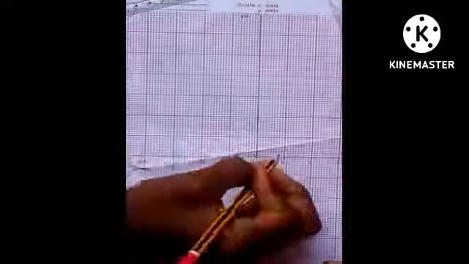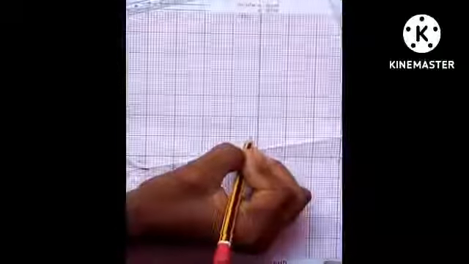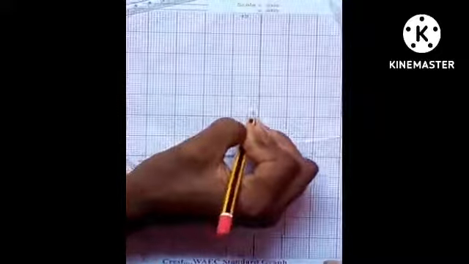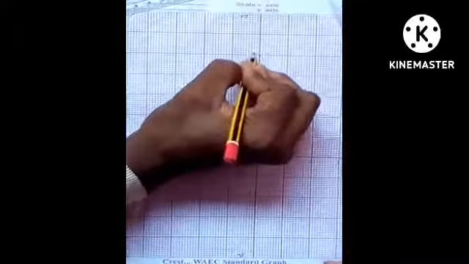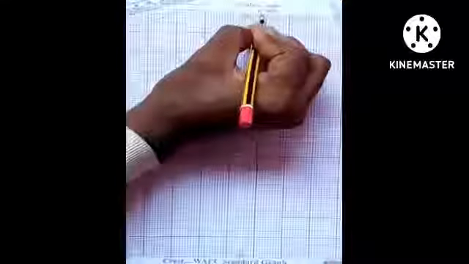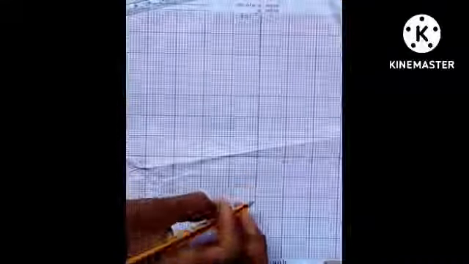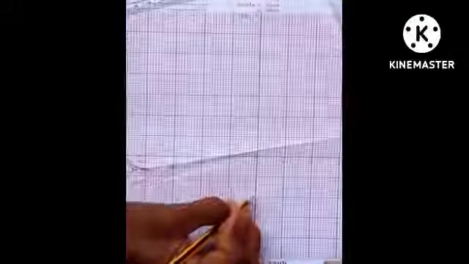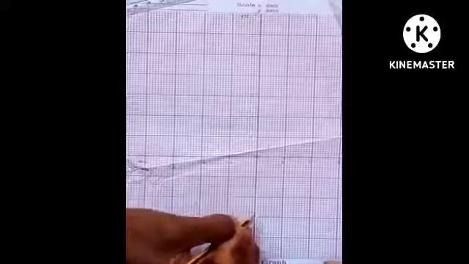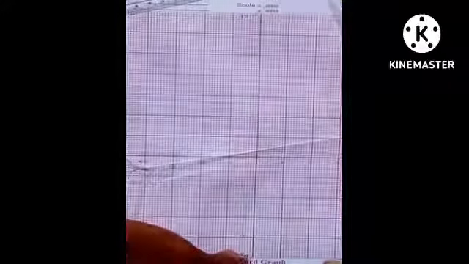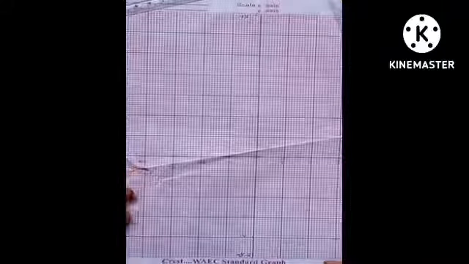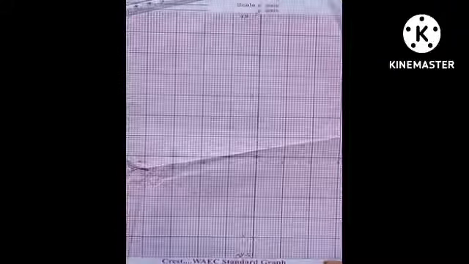Then on the y-axis we have the positive values of y: plus 1, plus 2, plus 3, plus 4, plus 5, plus 6, and lastly plus 7. On the negative y-axis we have minus 1, minus 2, minus 3, minus 4, and finally minus 5. I hope you are getting that. Then next, having drawn this, let's move on to plotting the values.